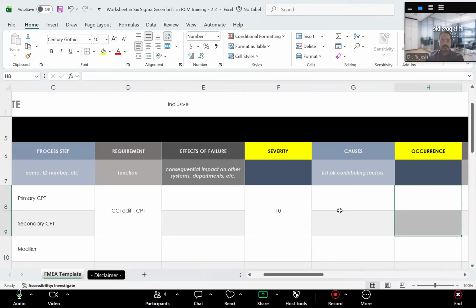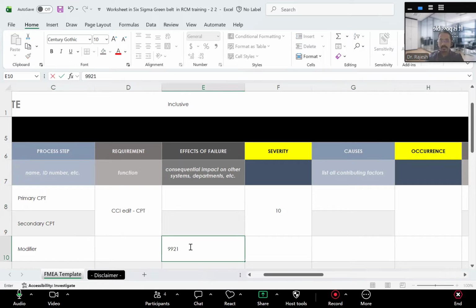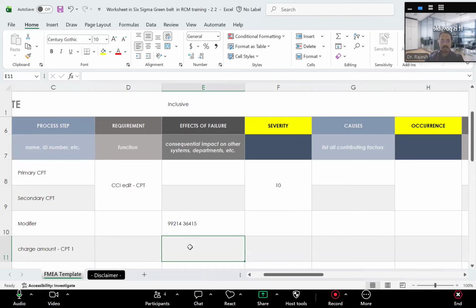And occurrence. What it means is how many times you are getting this kind of denial in your project. For example, I'm taking a scenario, and don't consider this a real example: my code is 99214, and my second code is 36415. You know very well 36415 is not a payable code. If it is getting bundled, we adjust 36415 and get the payment only for 99214. That's what we used to do.